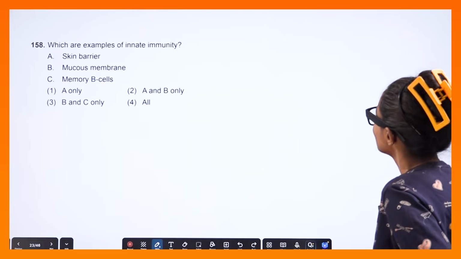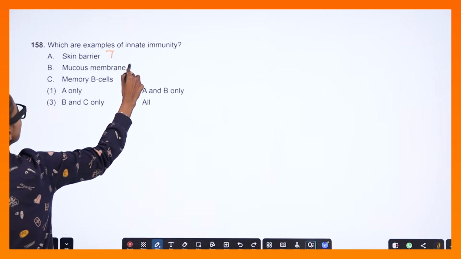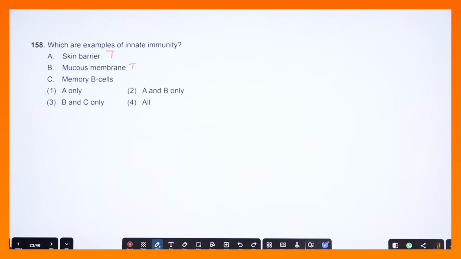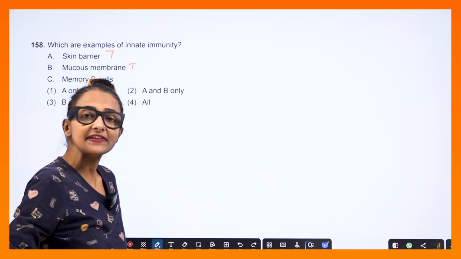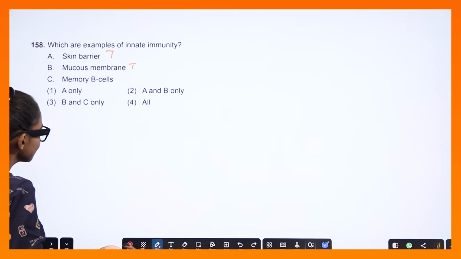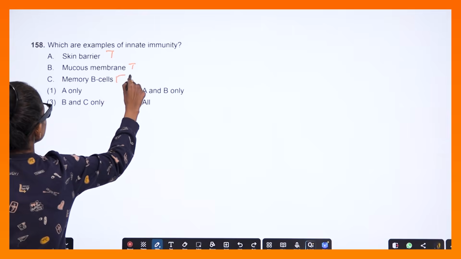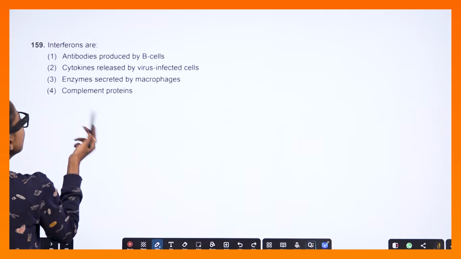Okay. This is easy. I'm not doing it. Skin barrier, of course. Mucous membrane. That's innate. You are born with that. Memory B cells are produced after there is an infection. So that's part of active immunity, right? So it's acquired immunity. So false. So A and B only. Correct?